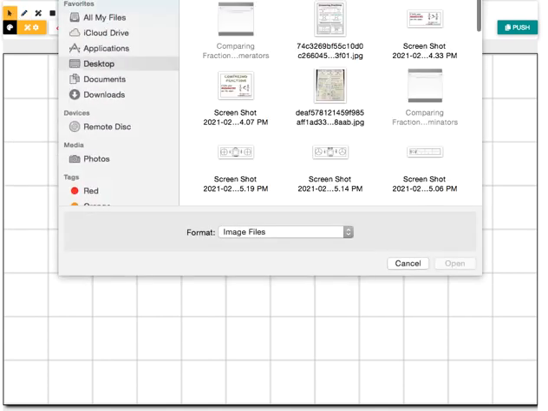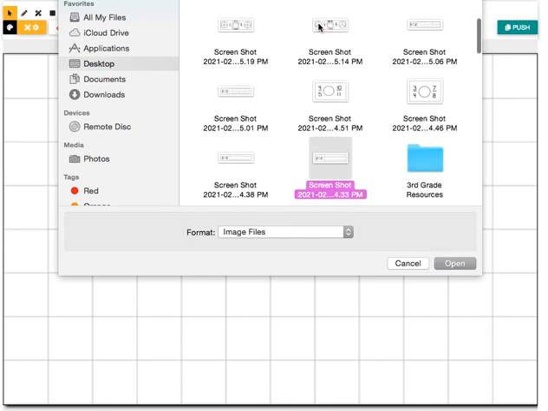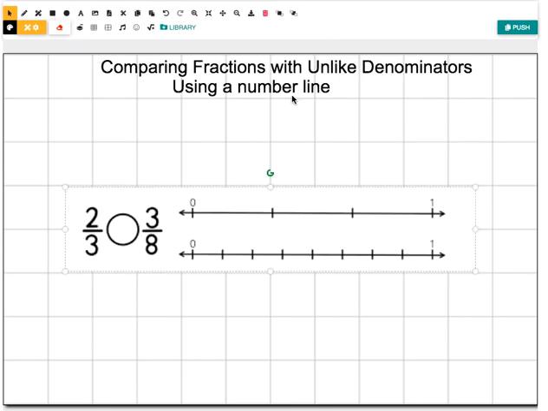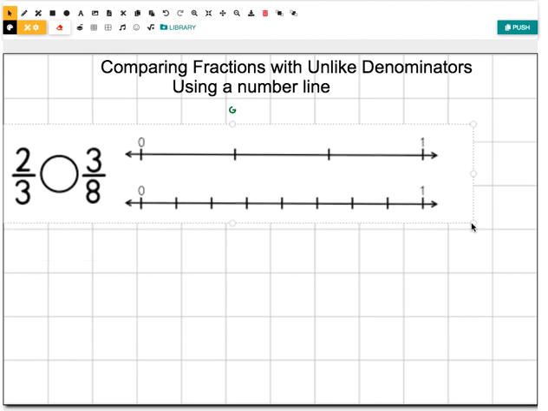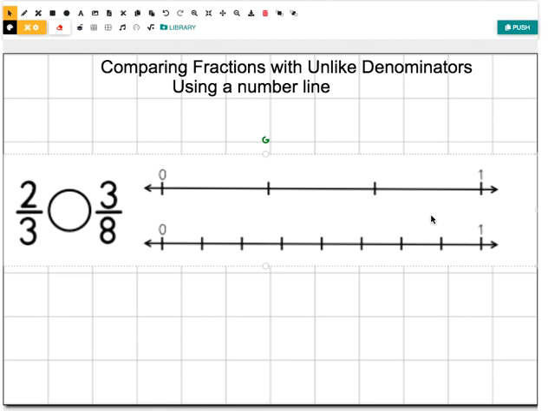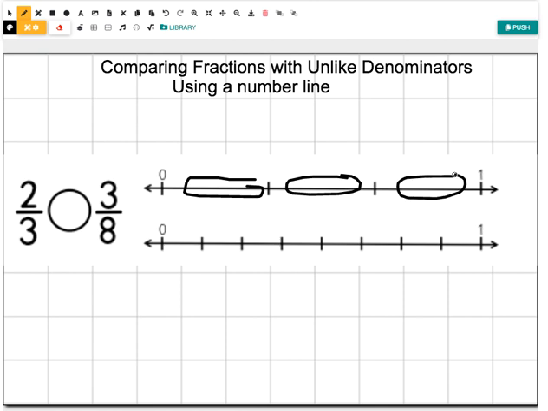Let's pull up our second number line. And again, these are examples that are from their assignments this week. So that way they can watch this and it can help them after class if they get stuck. So again, we're going to do 2/3 compared to 3/8. You can see this is the thirds. 1, 2, 3. And I'm going to find 2/3. So 0, 1/3, 2/3. So 2/3 is going to be right here.